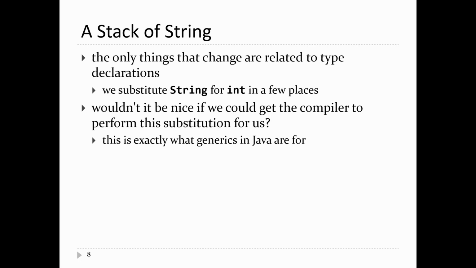It would be nice if we could get the compiler to substitute string for int everywhere we need to do so. If the compiler could do that for us, that would be pretty nice. We wouldn't have to do all of this manual work ourselves. And this is exactly what Java generics are for.